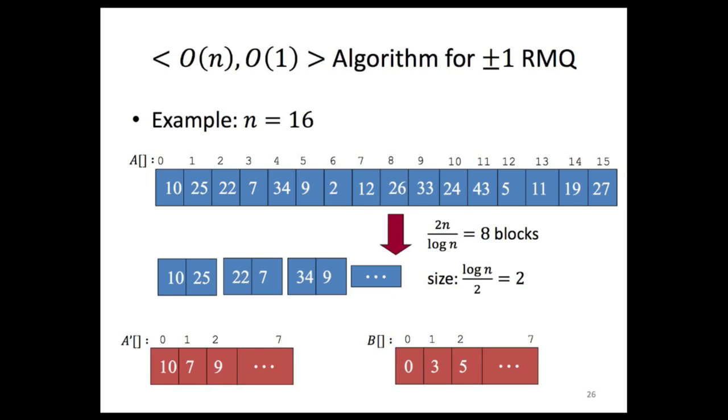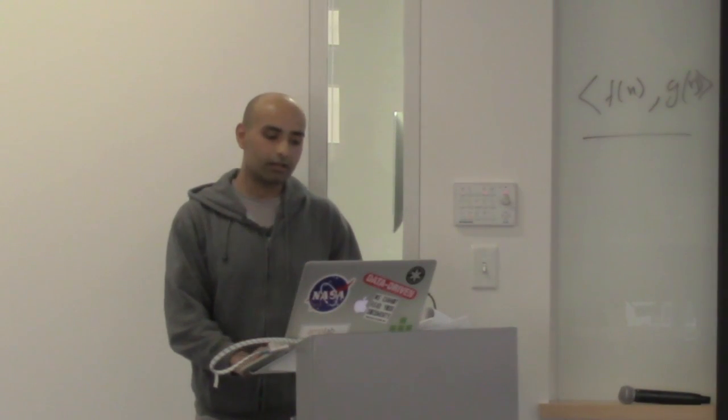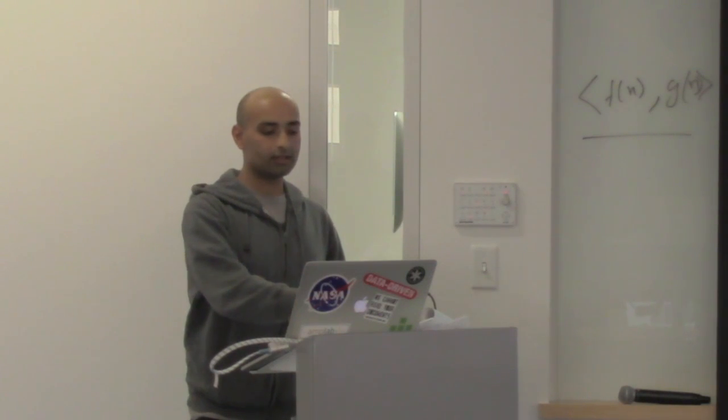So now that you have this, you can figure out how to combine these and get an answer. So let's say my query was to find me the minimum element from, let's say, 0 to 4.